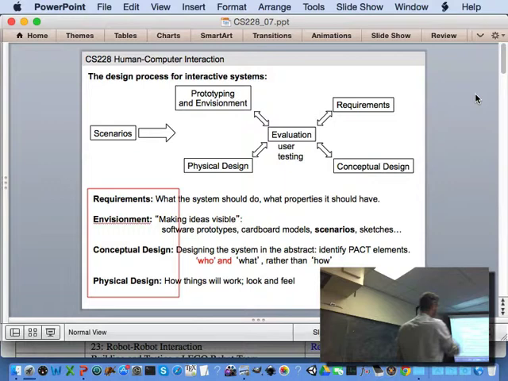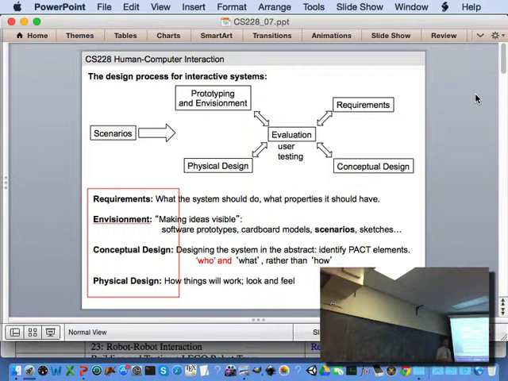Physical design is how things are actually going to work and the look and feel. So obviously this overlaps quite a bit with prototypes. Does not overlap too much often with requirements. Remember, requirements is what should the system do and what shouldn't it do? Physical design is here's a possible physical design that gives you the functionality that's mentioned in requirements.